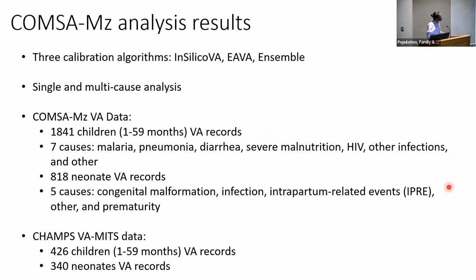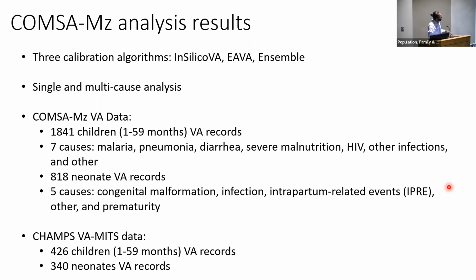I'll go over the COMSA Mozambique results. There were three calibration algorithms: in silico VA, EAVA, and ensemble. We chose EAVA and in silico VA because they are of very different nature. In silico VA is a statistical classifier. EAVA is more of a clinical knowledge-driven classifier. It doesn't use any sort of statistical modeling; it uses a clinical decision-making process. So they are of very different nature, and that's why we wanted to keep both, to make sure that the results are robust. We did both single and multi-cause analysis.